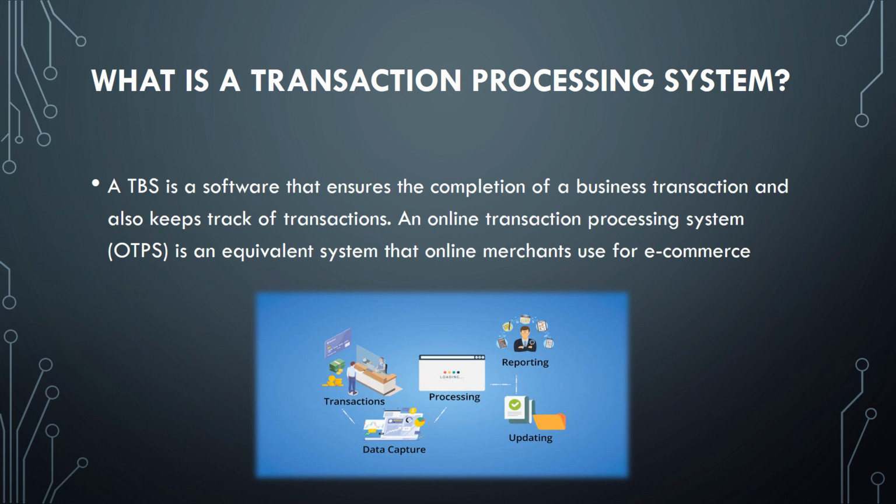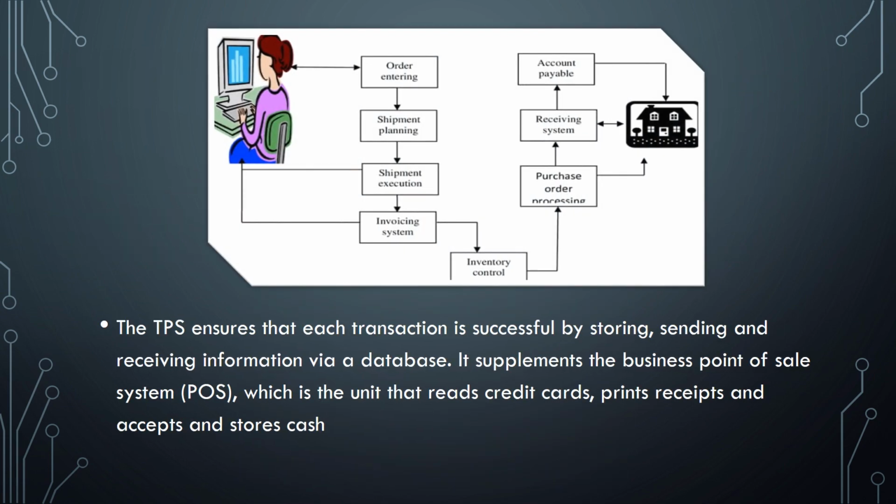What is a transaction processing system? A TPS is software that ensures the completion of business transactions and also keeps track of transactions. An online transaction processing system is an equivalent system that online merchants use for e-commerce. However, the TPS ensures that each transaction is successful by storing, sending, and receiving information via a database. It supplements the business point of sale system, which is the unit that reads credit cards, prints receipts, and accepts and stores cash.